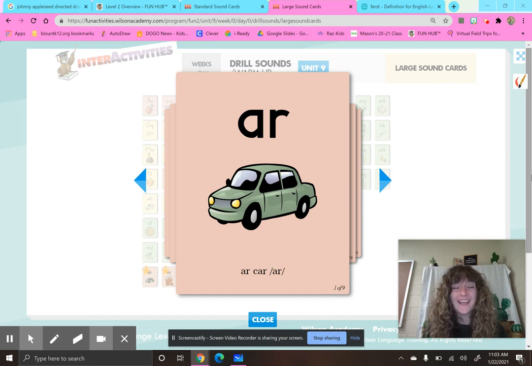So last week in Unit 8, we talked about R-controlled vowel syllables, A-R, ar, and O-R, or. This week and next week, we're going to be talking about 3 more R-controlled vowel syllables that all say the same thing. Do you know what they are? We'll see. But first, let's do some drill practice.